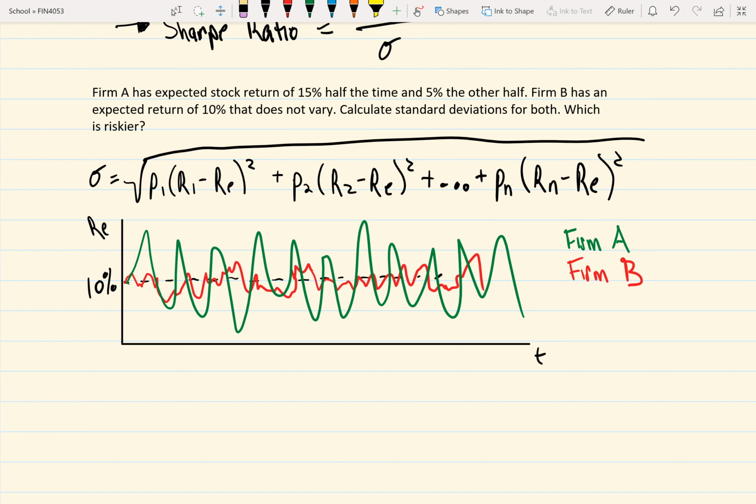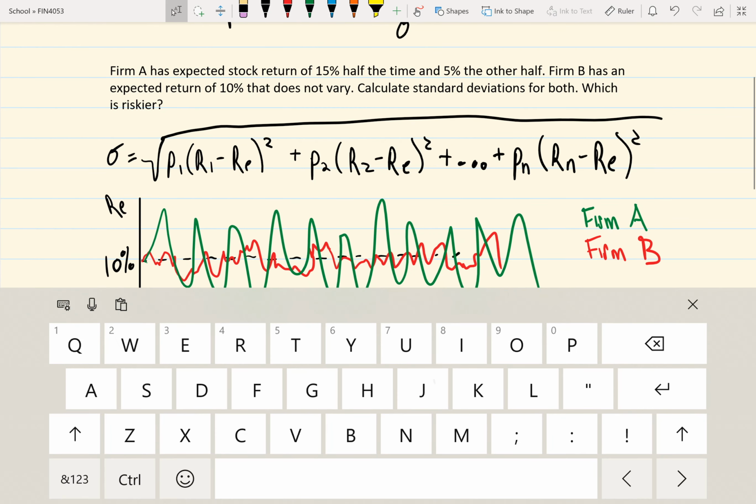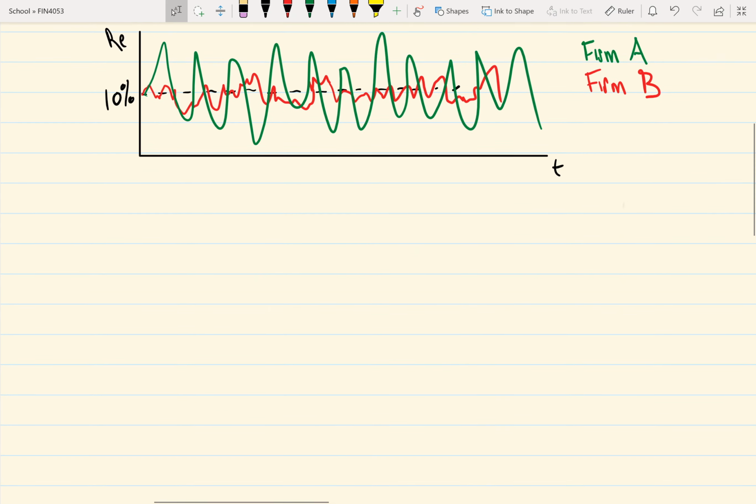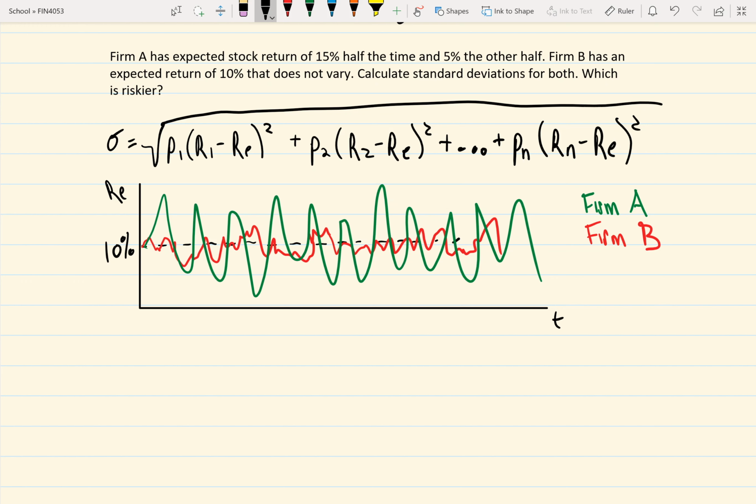So I'll move on to a little bit more exciting example. I also wanted to provide this little graph here just so everybody can see what's going on. This does not pertain to the example above, but imagine firm A, the returns look like this over time, and firm B is in the red, where both expected returns are 10%, but clearly firm A is more volatile. Hence, it's riskier.